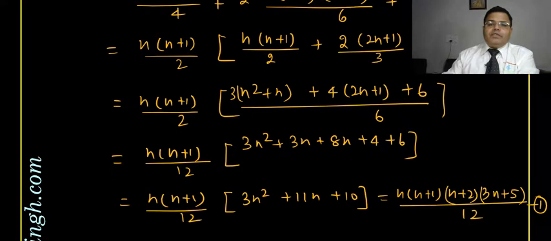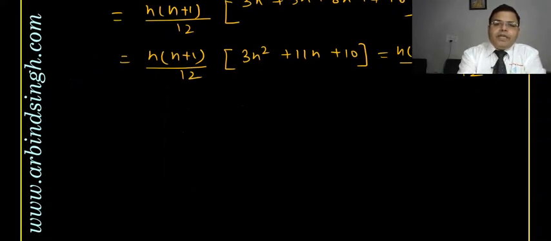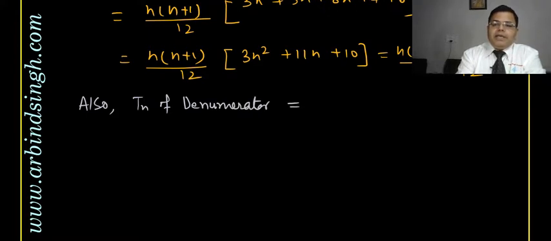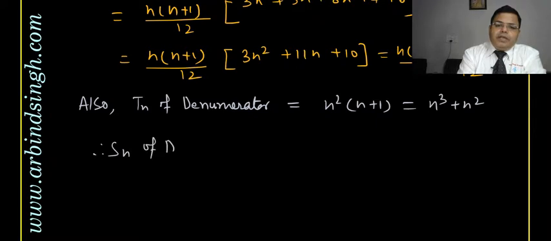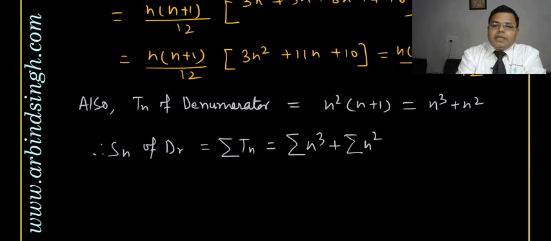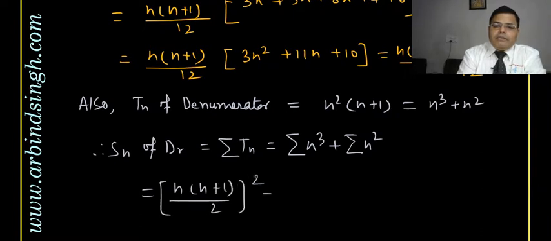This is the first part. Now similarly for the denominator also. Tn of denominator is given by n square into (n plus 1), that is n cube plus n square, and therefore the sum Sn of denominator, DR in short form, is given by sigma tn. And sigma tn is sigma n cube plus sigma n square. That is nothing else but (n into (n plus 1) by 2) whole square plus n into (n plus 1) into (2n plus 1) upon 6.